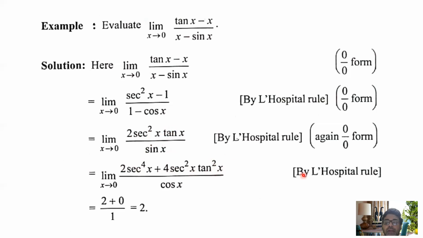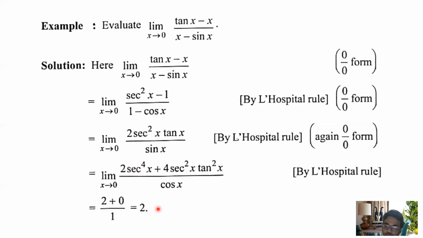Now again you apply L'Hospital's rule. After differentiating you have this. Now substitute the value: the derivative of the denominator is cos x, sec 0 is equal to 1, so 2 into 1, and tan 0, so this portion is 0, and lower cos 0 is 1. So it is clear that it is (2 + 0)/1, which is equal to 2. So within 3 steps we can get our result. So it is clear that we should continue our differentiation until we get the final result.